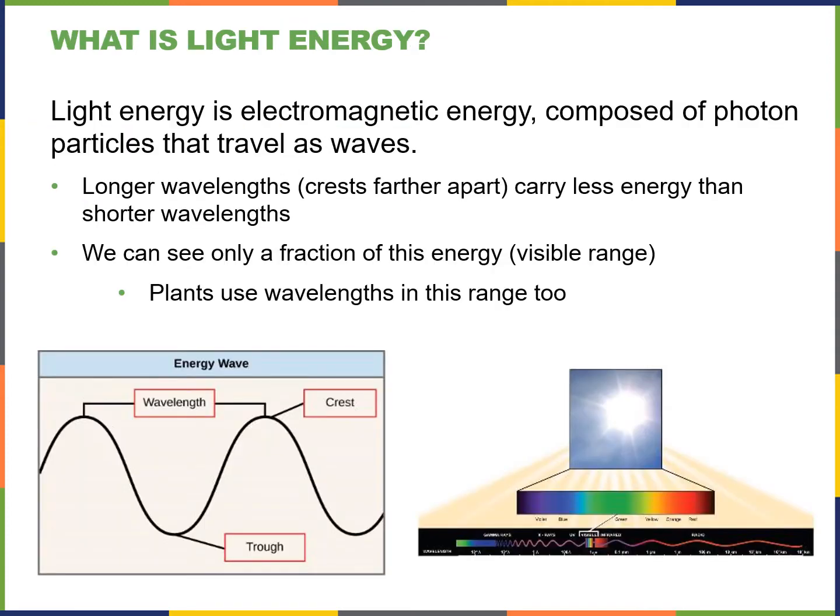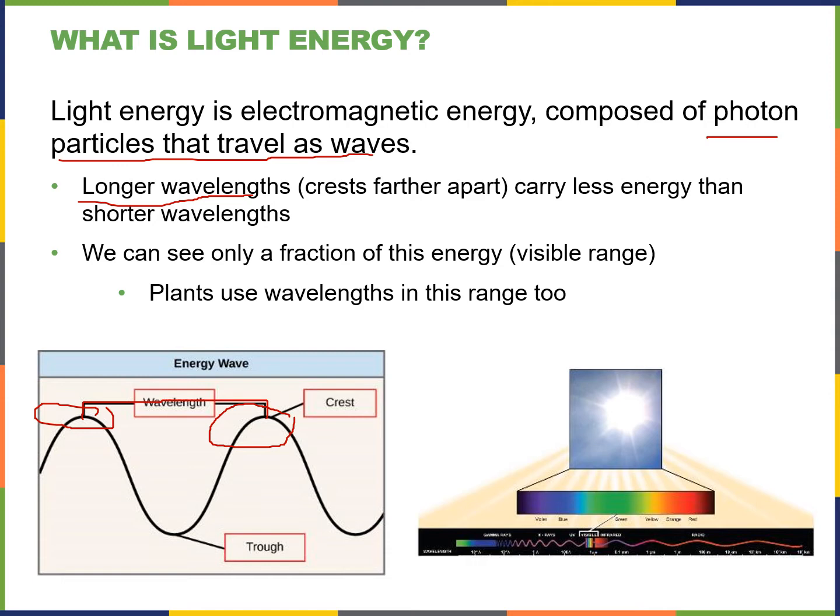Now the question arises, what actually is light energy? Well, it's electromagnetic energy that's composed of photon particles that travel as waves. So the longer wavelengths have crests that are further apart. The crest is the high point of the energy wave, and the wavelength is the distance between the crests of the wave. So the distance from crest number 1 to crest number 2 is what is known as the wavelength.